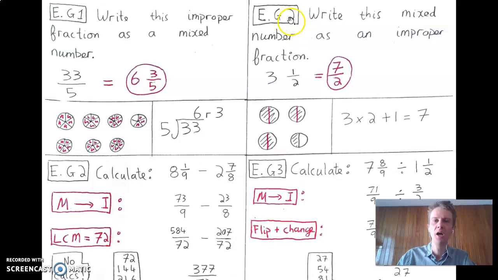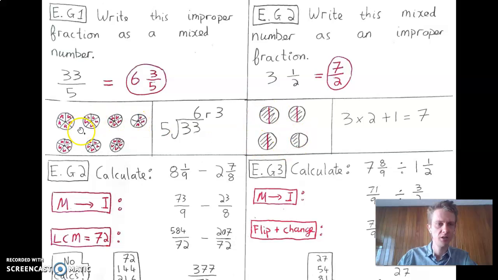Okay. Next example. Write this mixed number as an improper fraction, 3 and a half. Okay. Simple technique here is 3 times 2 is 6, plus 1 is 7. Okay. The real life, what's happening in real life there, if you've got it shaded in black here, 1 whole pizza, 2 whole pizzas, 3 whole pizzas and a half. How many halves have you got? Well, there's 2 halves here, another 2 and a half there. That's 7 halves, 7/2. Okay.